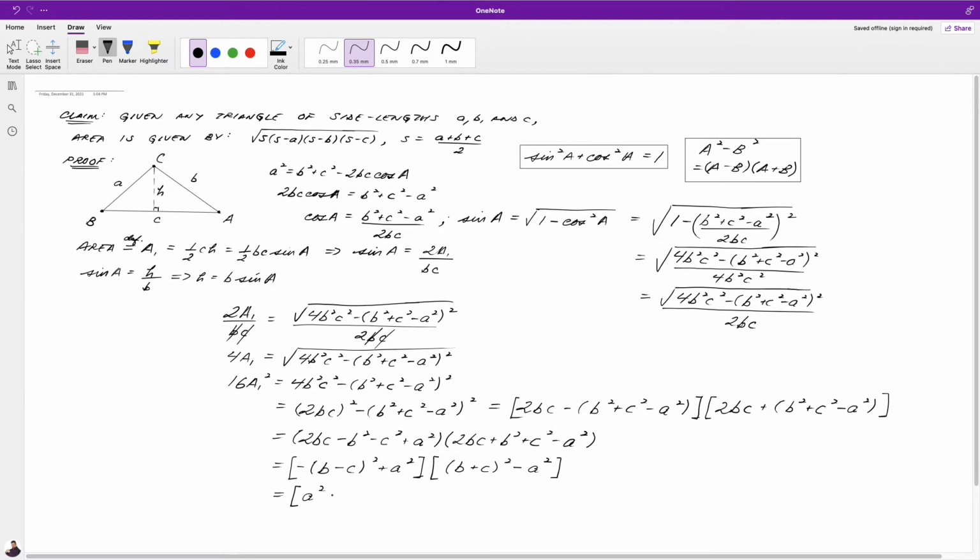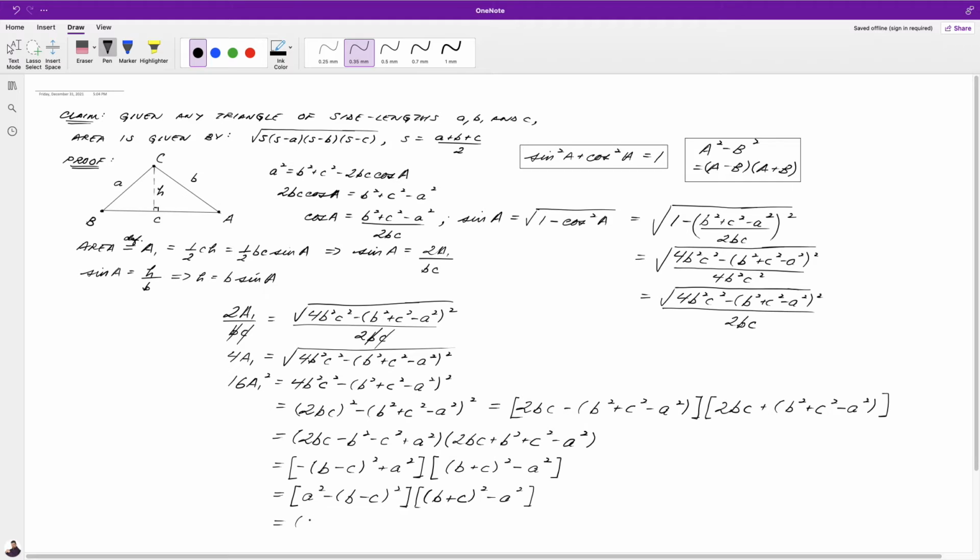I'm going to write this as a squared minus the quantity b minus c all squared. That's not so bad. This will keep it as it is. This is just already expressed as a difference, so we're going to keep it in there as a difference. Notice that we have a difference of squares again 2 times. We've got a difference of squares here, and we've got a difference of squares here.